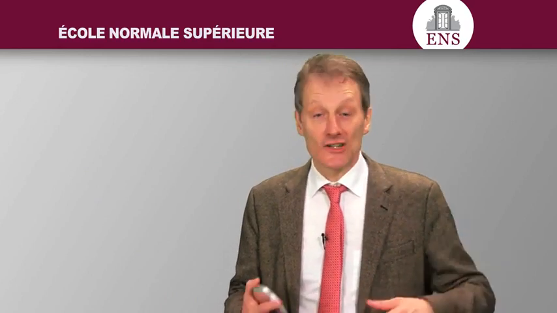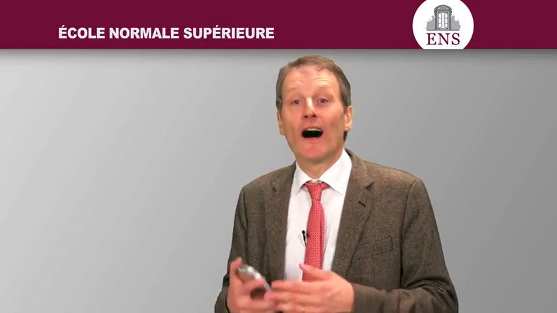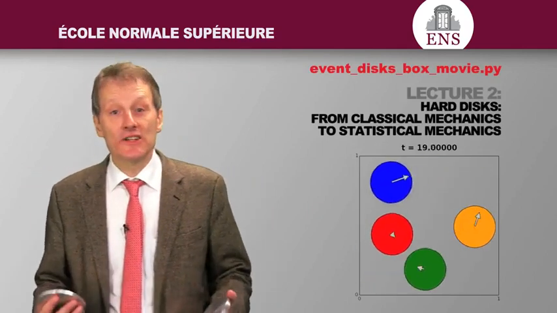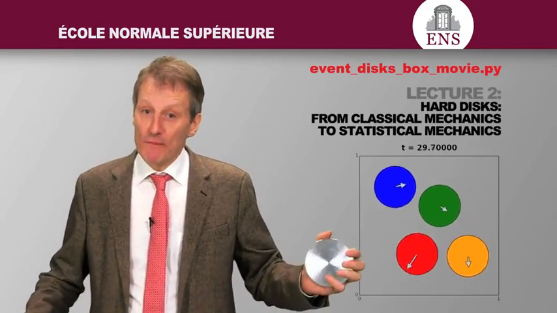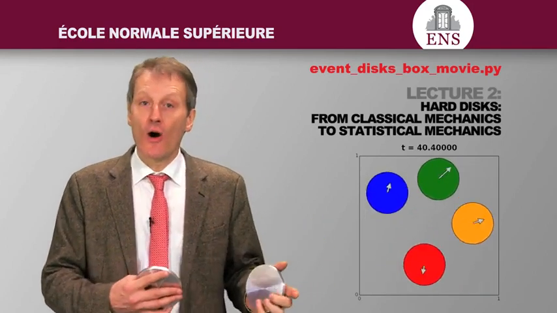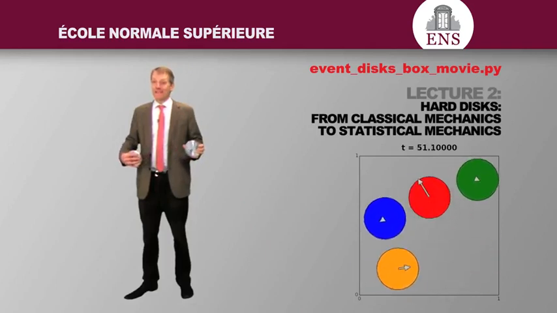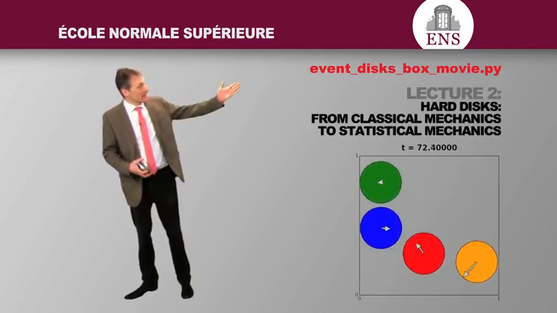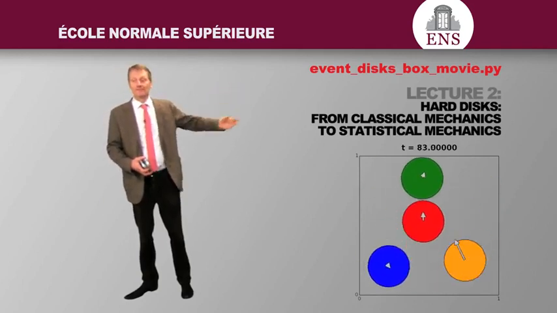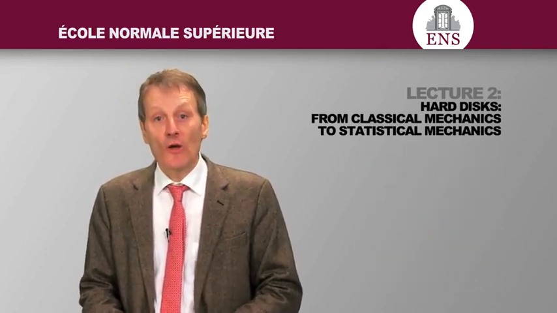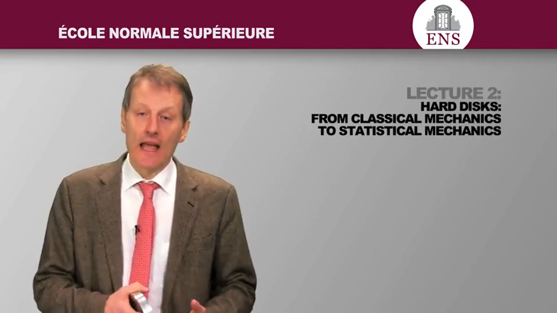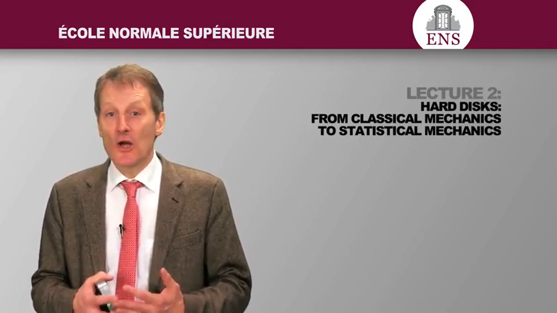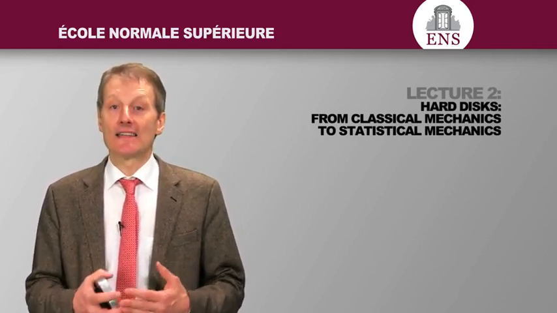In this lecture, lecture 2, we will introduce the model of hard disks and also start simulating it. Hard disks, which are idealizations of billiard balls, move as free particles whenever they are not in contact with each other or with a wall, and obey simple reflection rules whenever they are in contact with each other, as you see here in an actual simulation of Newtonian dynamics. Building on what we did last week, we will also introduce direct sampling and Markov chain sampling algorithms. We thus scrutinize the interface between classical Newtonian mechanics and statistical mechanics.